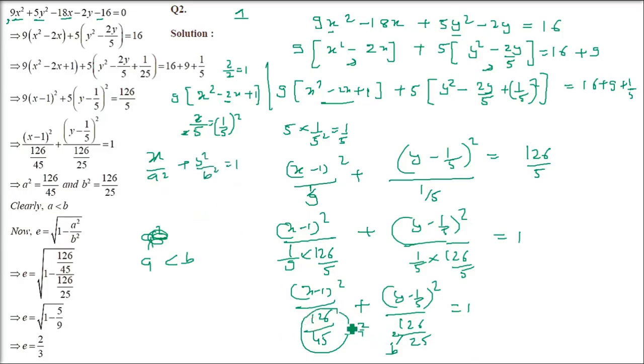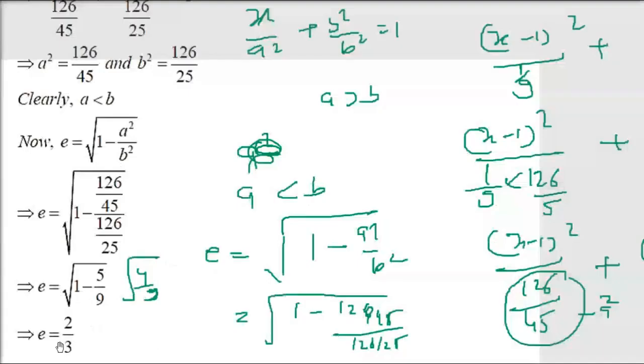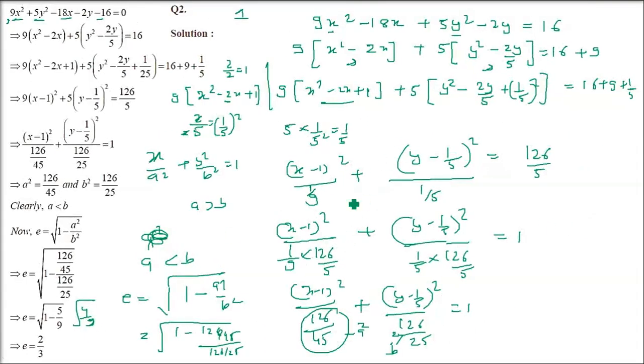Now what we do here, a is less than b, eccentricity will be what? It will not be 1 minus b square by a square. It will be 1 minus a square by b square. As I said, a is less than b, not a is greater than b. So this is a square, this is b square. Just put these values, and this 126 gets cancelled. 1 minus 5 by 9 is 4 by 9, that is under root, that is 2 by 3. Eccentricity will be 2 by 3. Right? So this is how we solve this kind of problem.